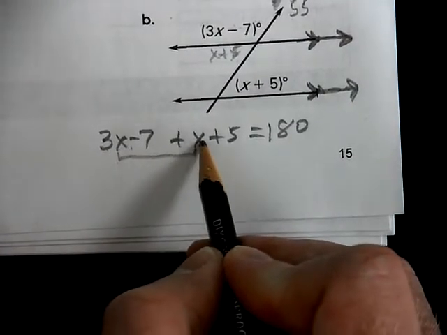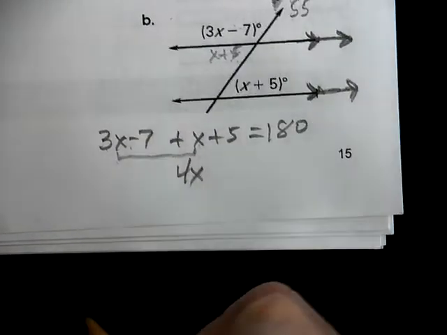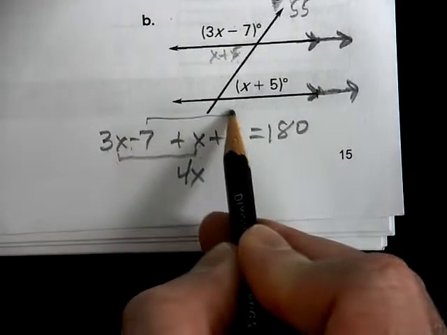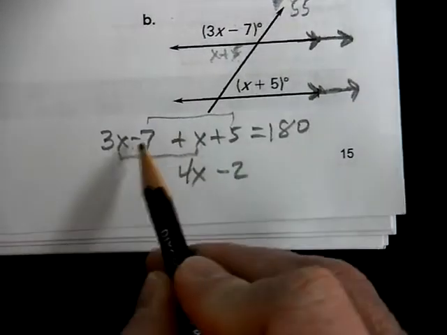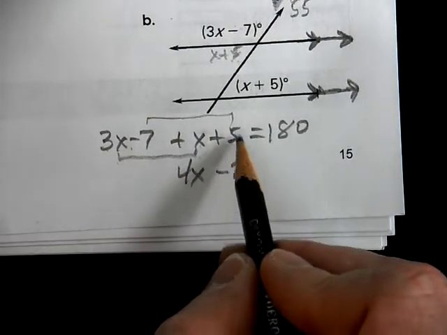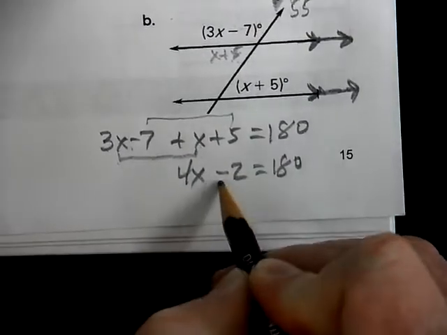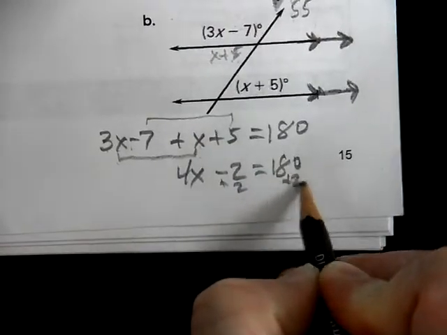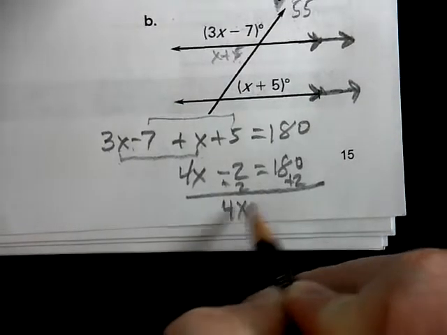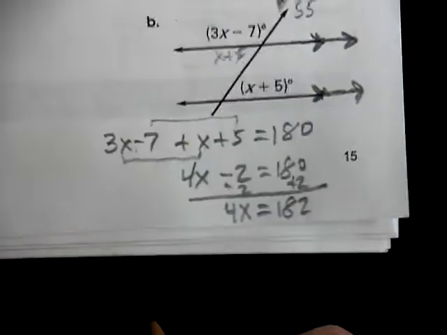3x's plus 1x gives you 4x's. Negative 7 and a positive 5 gives you a negative 2. Then we add 2 across. That gives us 4x equals 182.